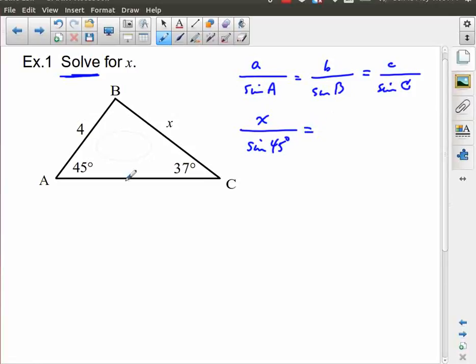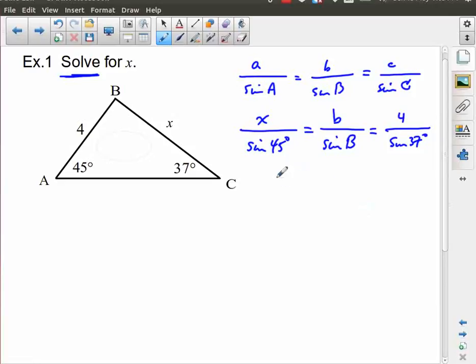The side b, as you can see here, I didn't fill anything in for the side b, so I'm just going to leave that as b. And the angle B also is not filled in. Now that's not to say we won't use it, but I'm just writing what I'm given right now. And the side c is 4. The angle for C is 37 degrees, so that's going to be the sine of 37 degrees.